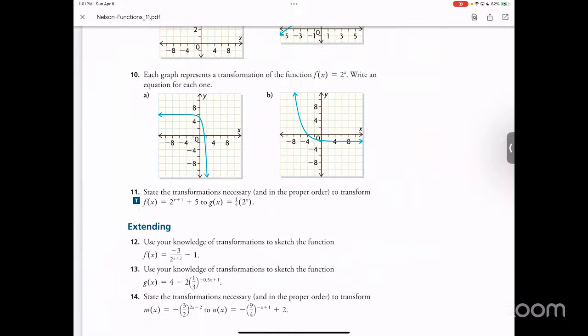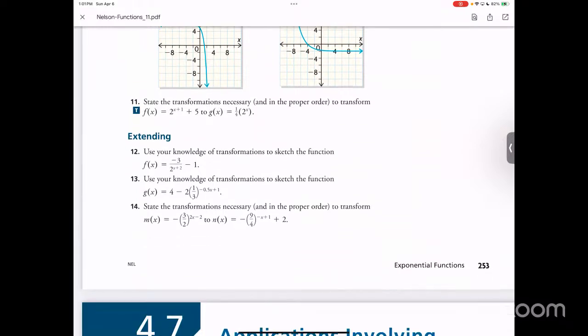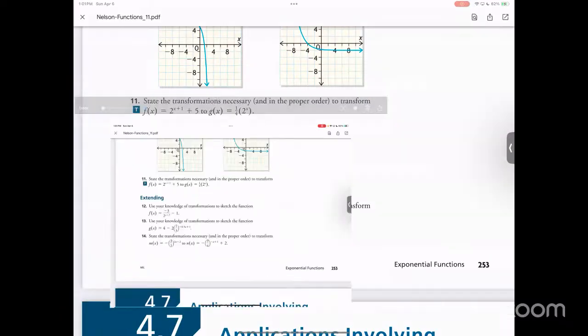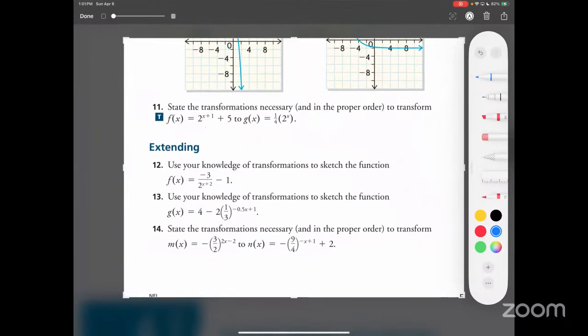Now let's go back to the thinking question. State the transformation necessary to transform. It's an indirect question. We used to get how to transform f of x to something, but now we want to transform this back to that. So this is the most common thinking question. f of x is equal to 1/2 times 2x plus 1 plus 5. So let's go back to see how we do this.